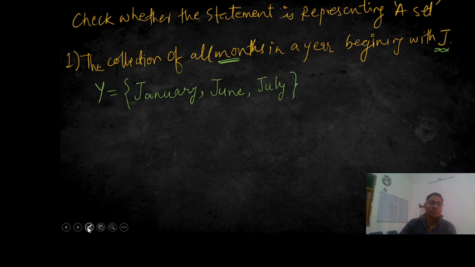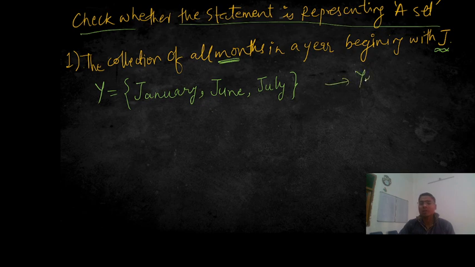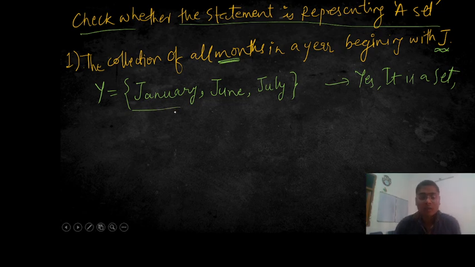Going to question number 2. So the question is: check, is it a set? We can write yes, it is a set. If you are able to define the number of elements, or even if it is not going to be defined, can you make a simple set? You will have to write yes or no.